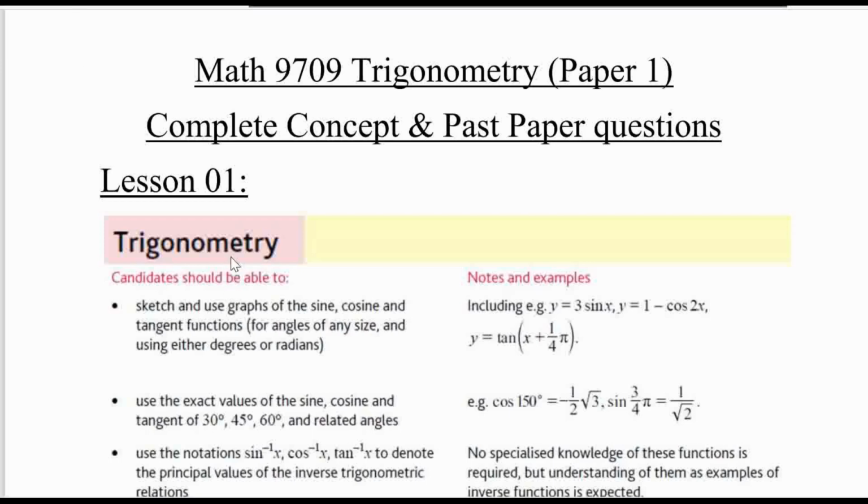Hello everyone. Today we are going to discuss the topic trigonometry, paper 1, and we will discuss the concept and then we will discuss the past paper questions.